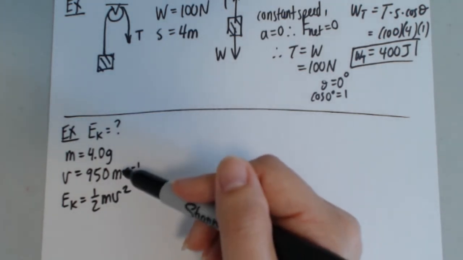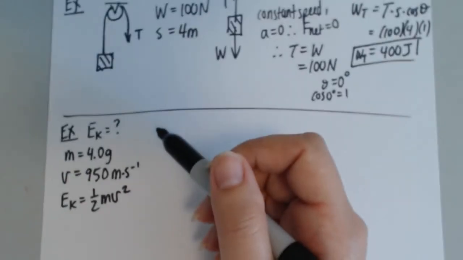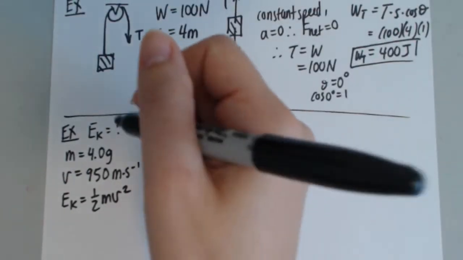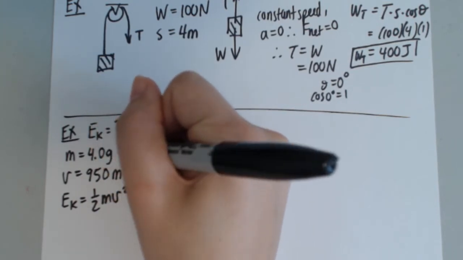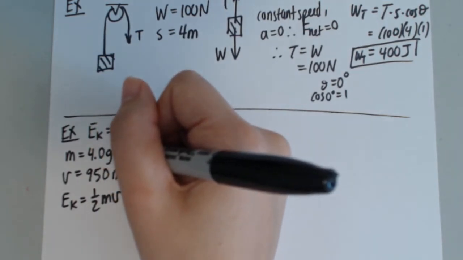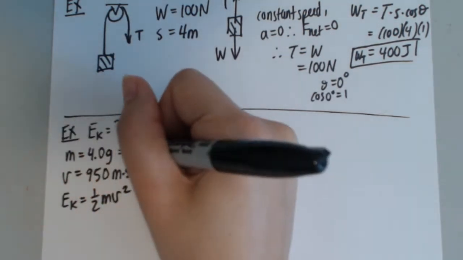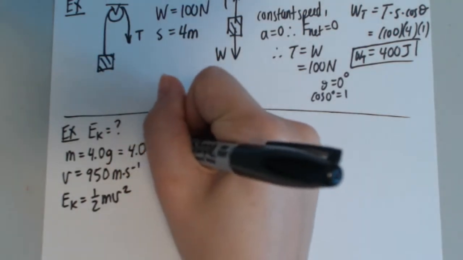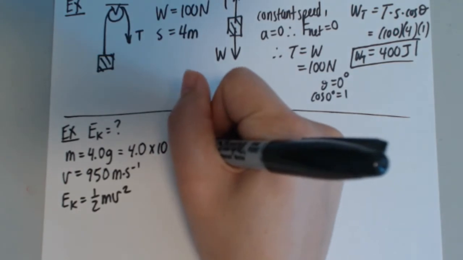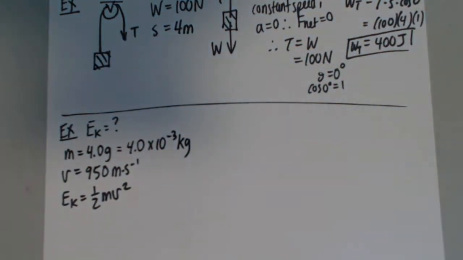Now, v is already in the SI units of meters per second, but mass is not. The SI unit for mass is kilograms. Now, to go from grams to kilograms, I have to divide by 1,000. Imagine you had 4 meters and you want to express how many kilometers that is. You know that this number has to get smaller, right? So we're going to divide by 1,000, or you could write it as 4.0 times 10 to the minus 3 kilograms.